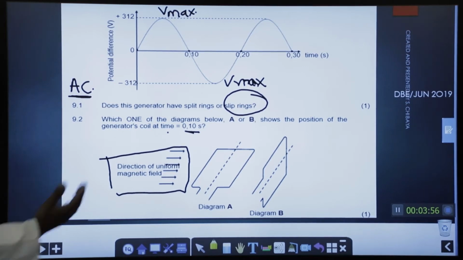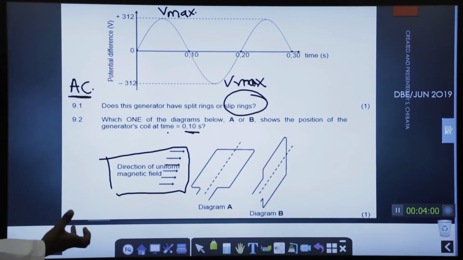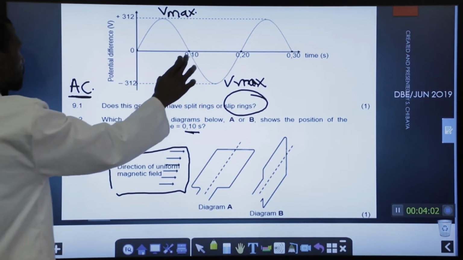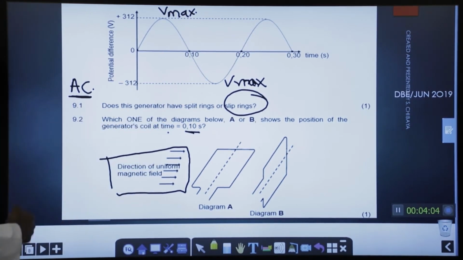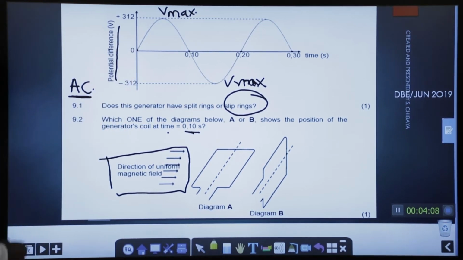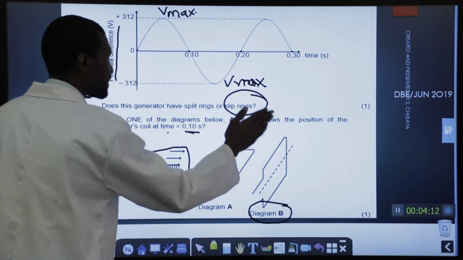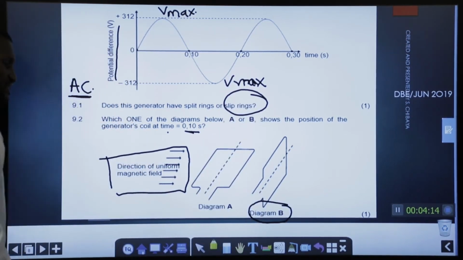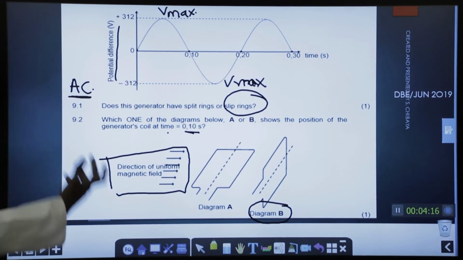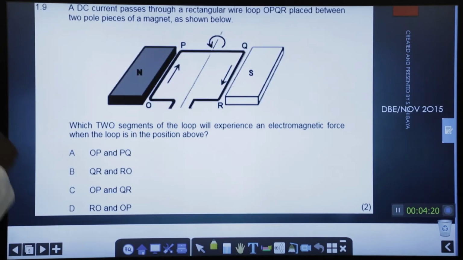All right. Now, where will we have the position that's demonstrating 0 volts as the potential difference? Obviously, it's going to be diagram B when it is at 90 degrees. I hope you understand that. I'll continue to repeat that and explain that as we go on because it's very vital in our understanding.